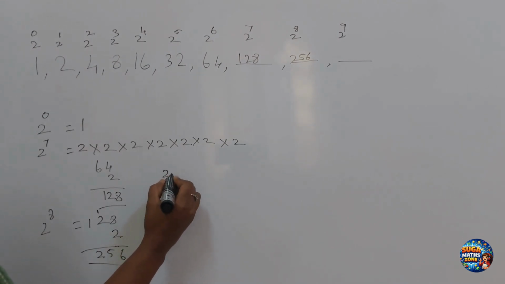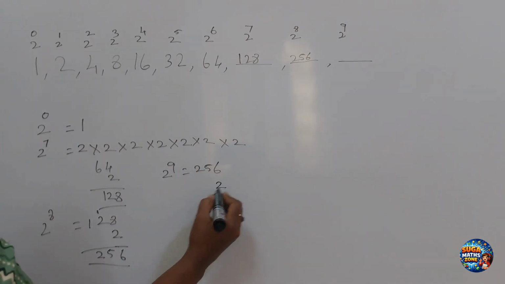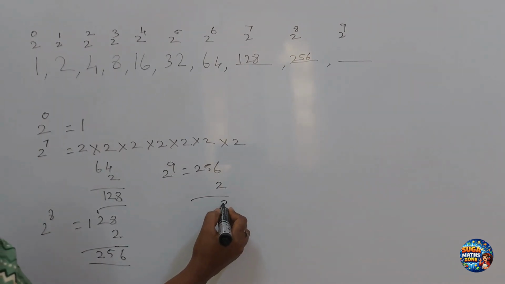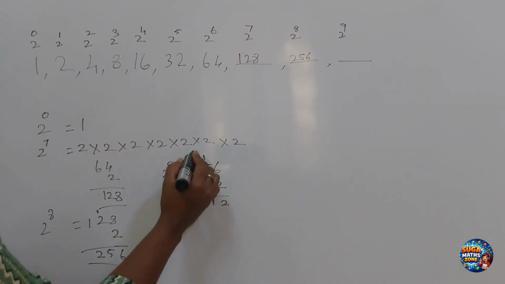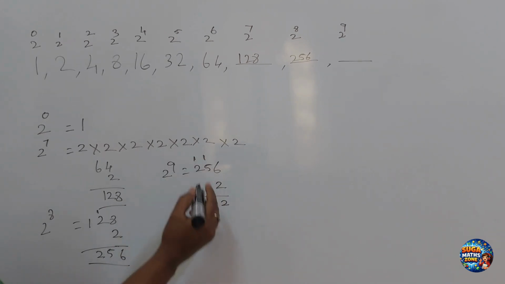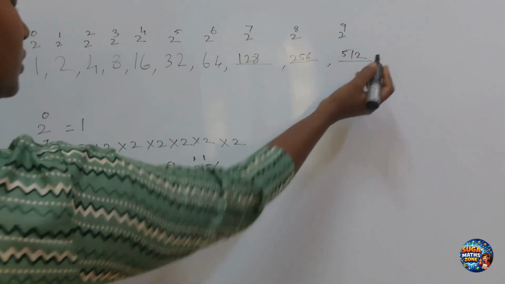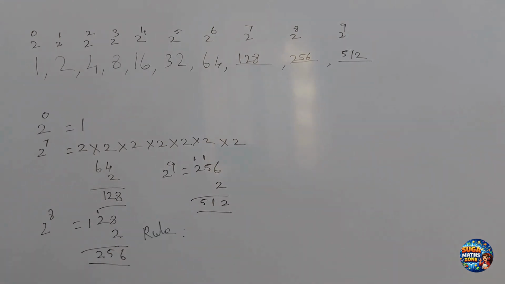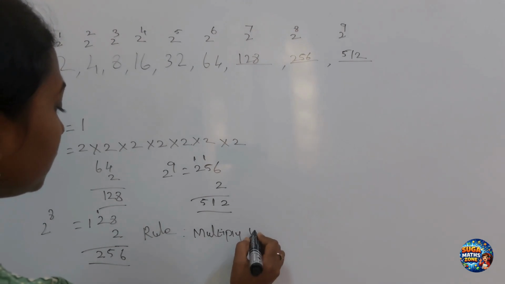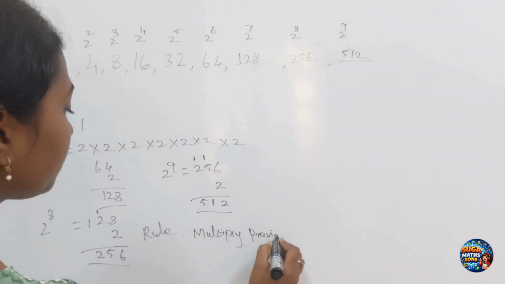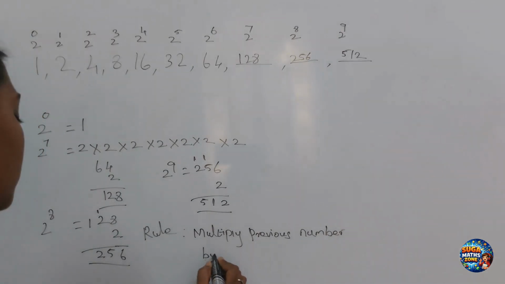We can find 2 power 9 the same way. 2 power 9 means 2 power 8 is 256, so again multiplied by 2. 6 2s are 12, remaining 1. 5 2s are 10, 10 plus 1, 11. Again remaining 1. 2 2s are 4, 4 plus 1, 5. So 2 power 9 is 512. So here the rule is, multiply the previous number by 2.